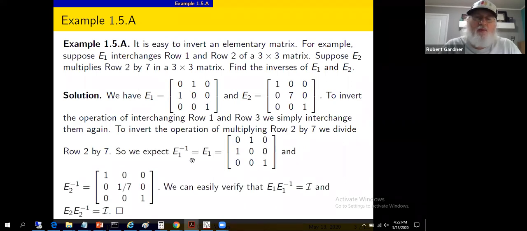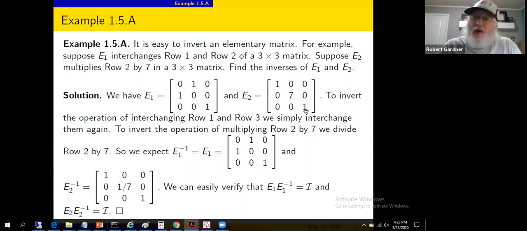All right, so E1 inverse would be, it's actually E1 itself. How do you swap these back? Just swap them again. And indeed, if you take this matrix and multiply it by E1, or take this matrix and multiply it by itself, you'll get the identity matrix back out. That's what inverse matrices are. How do you undo multiplying the second row by 7? Divide the second row by 7. You take this matrix and this matrix, take a product of them, and maybe this one's even easier to see, you're going to get the identity matrix.